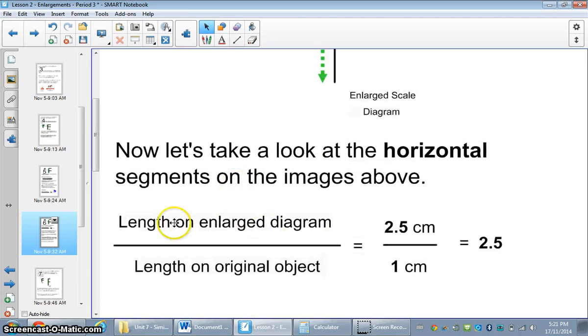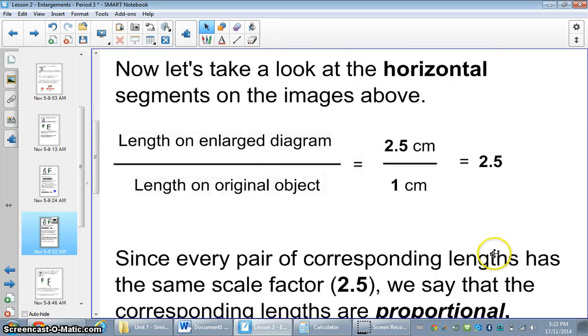So we put it to the same fraction. Length on the enlarged diagram is 2.5. Length on the original object is 1. Divide, we get again 2.5. Same scale factor, that's good.